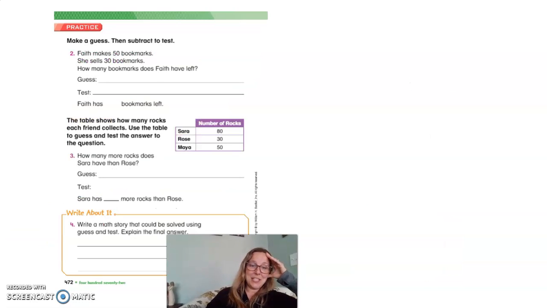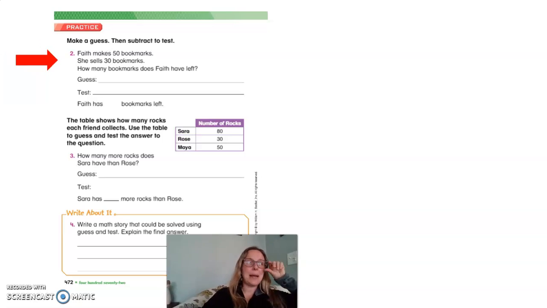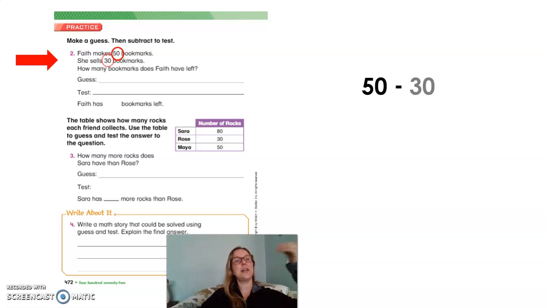If you turn the page now, we're going to be looking at this first problem here. It says Faith makes 50 bookmarks. So go ahead and circle 50. I'm going to write down the number 50 as well. She sells 30 bookmarks. So 30 is the number that we're going to be taking away to find our difference. And whatever that answer is, that difference will be our correct answer for how many bookmarks she has left.